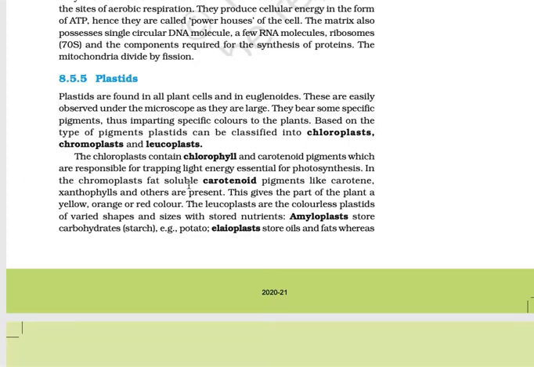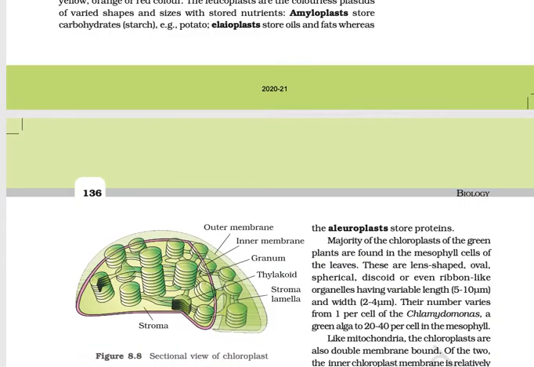In the chromoplast, fat-soluble carotenoid pigments like carotene, xanthophylls, and others are present. This gives the part of the plant a yellow, orange, or red color. The leucoplasts are the colorless plastids of varied shapes and sizes with stored nutrients. Amyloplasts store carbohydrates, starch, for example, elaioplasts store oils and fats, whereas the aleuroplasts store proteins.